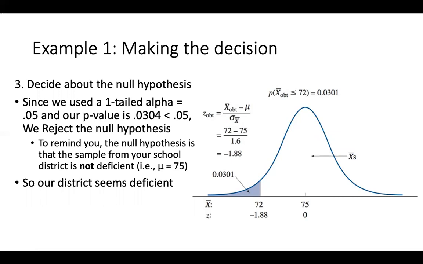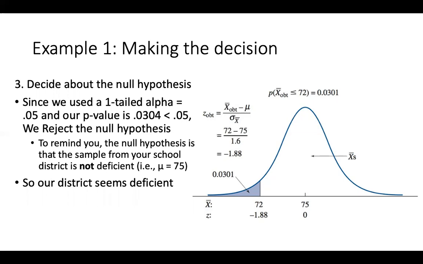meaning that the null hypothesis is that our district is not deficient. But we found that our sample mean is inconsistent with that null hypothesis using our procedure here, because the p-value is less than alpha. So we reject, and then we can make a statement that it looks like our high school seniors are deficient, so we may want to do something to bring their test scores up.